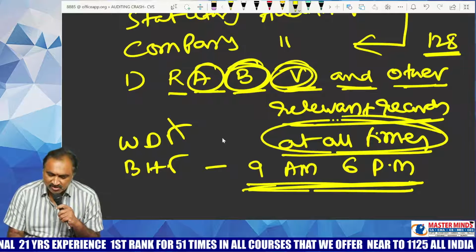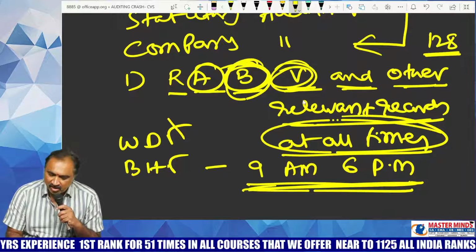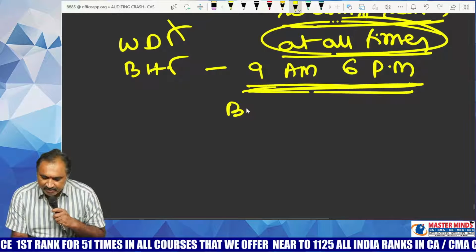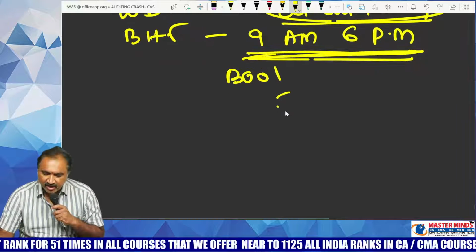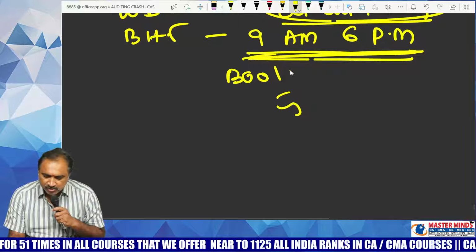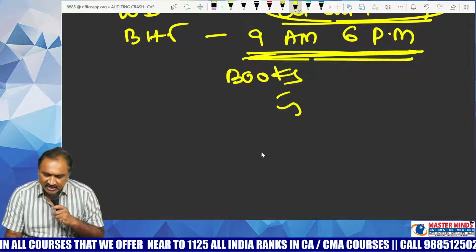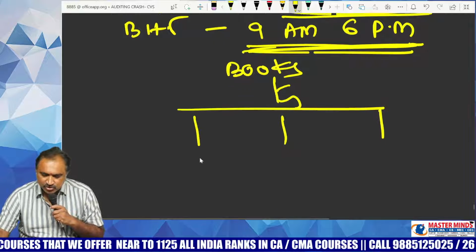Now let us focus on books, later on vouchers. What is a book? The books maintained by a company can be classified broadly into three categories. The first one is statutory books.